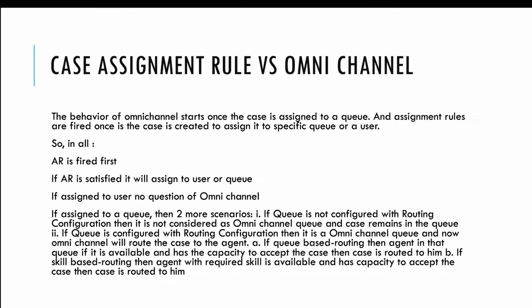That's the duty or responsibility of omni-channel, to assign it to a specific agent based on different conditions like capacity, priority, or most availability. If it is queue based routing, then an agent in that queue, if available and has capacity to accept that work, the case is routed to him. If skill based routing is implemented, then whether that agent has a specific skill to resolve that case or not, based on that and based on his availability or capacity, the case will be routed to him or her.